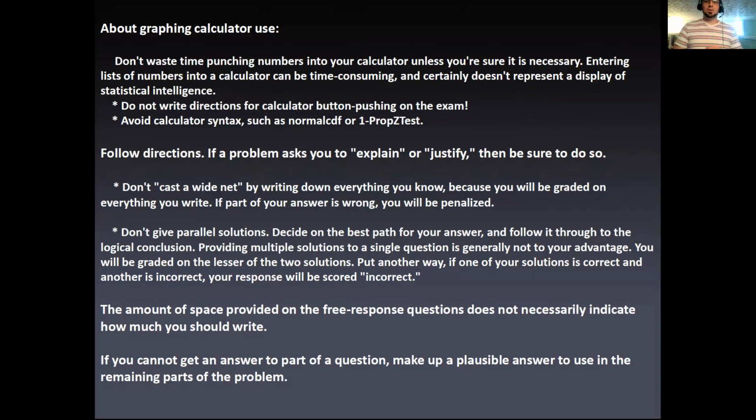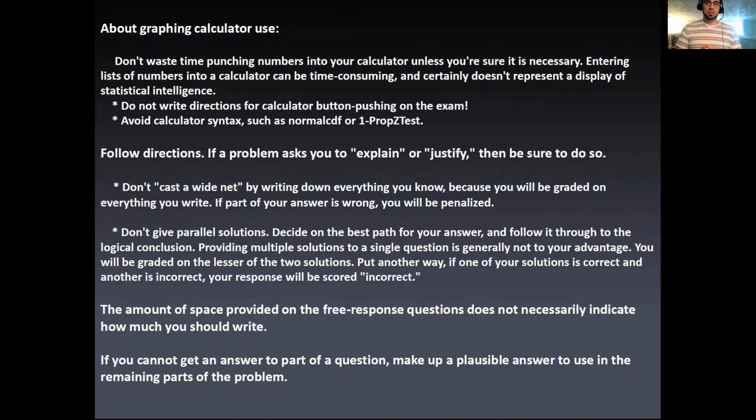Don't write directions for the calculator button pushing on the exam. The sequence of buttons you push on the calculator, while you may need to know that, is not a good way to display statistical information, and neither is using calculator syntax, such as normal CDF or one prop z test. Write out the name of the test, say what you did, write a complete sentence.